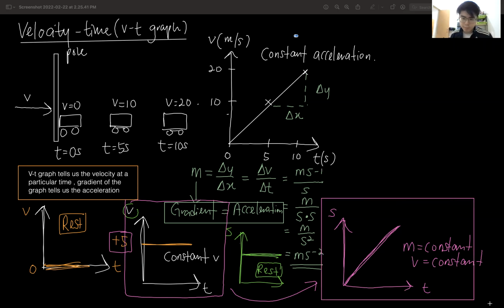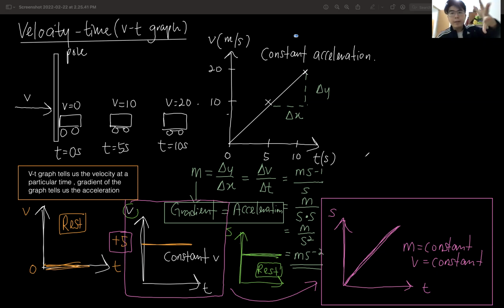This one is the same as this one. Later, after we have done all the motion graph, I will teach you how to convert the graph from one to another one. Okay, all types of graph from V to S and to acceleration time graph, because sometimes in the SPM, they will ask you to convert between graph. This graph look like this. What is the graph in acceleration time? You need to be able to convert. Okay, that one later.